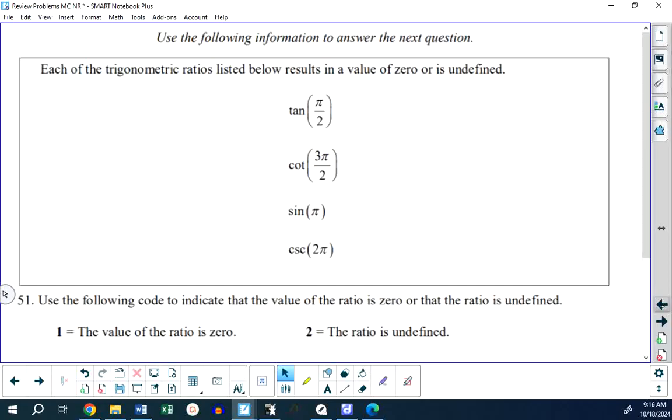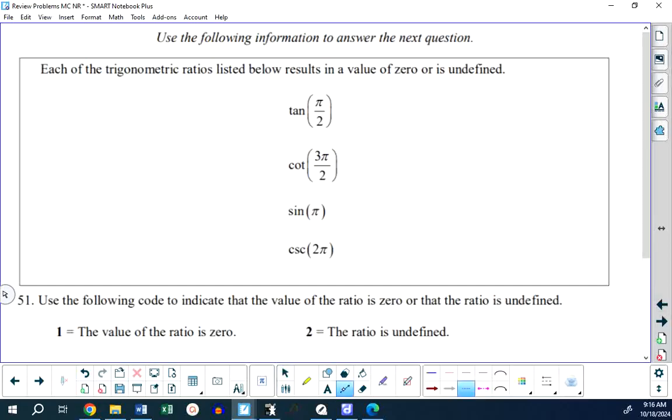Trigonometric ratios can also be undefined because if a trig ratio can be 0, then the reciprocal of that is not defined. So for example, what is the value of cosine of pi over 2? It's 0. So what is the value of secant of pi over 2? Well, it's the reciprocal of 0. You can't do that. It's not defined. Okay? So this is the idea.